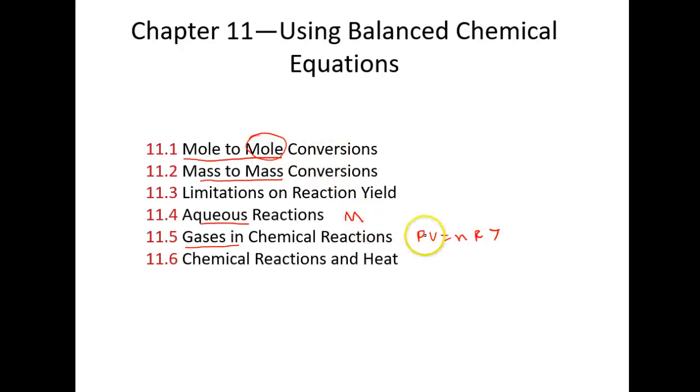So if we have a gas and we're given the pressure and the volume and the temperature, we can figure out how many moles, and then we can use the stoichiometry to further figure out more information about a reaction. And then we're going to talk about chemical reactions and heat, because this is actually a big thing. If you want to be an engineer, especially a chemical engineer, you have to know how much heat is going to be produced out of a reaction.